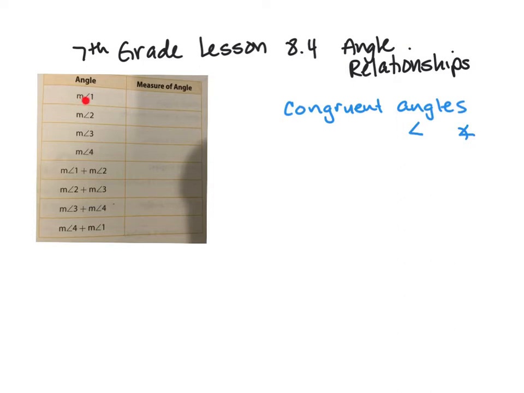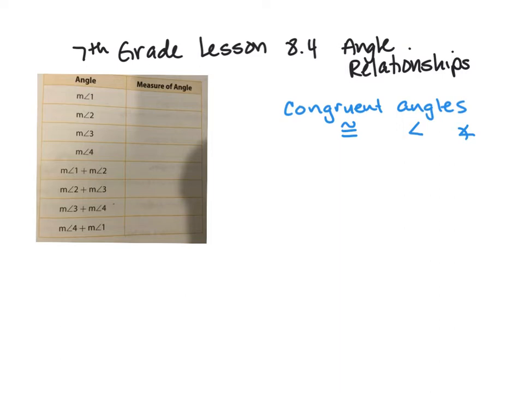This means the measure of angle 1, the measure of angle 2, the measure of angle 3, and so on. Congruent angles have the same measure, the same number that represents them, and you'll see the congruent sign looking like this. It looks like an equal sign with a squiggly line over the top, and that means congruent. So same value.